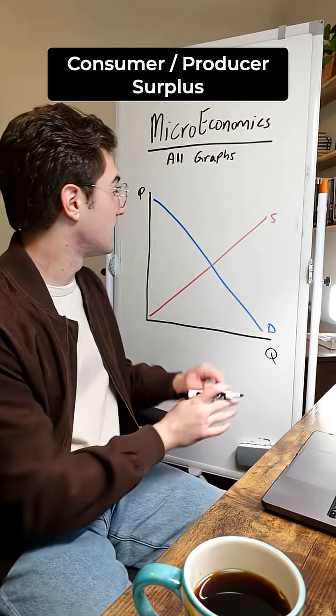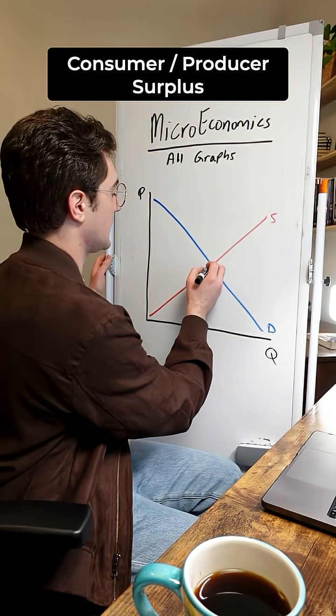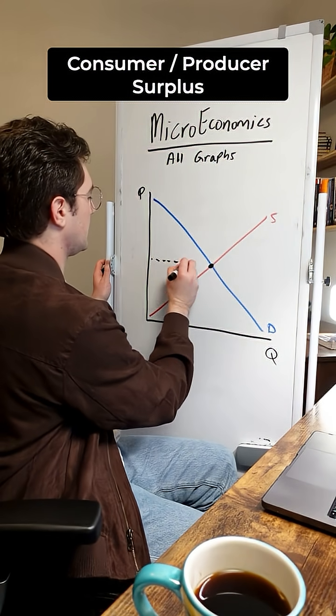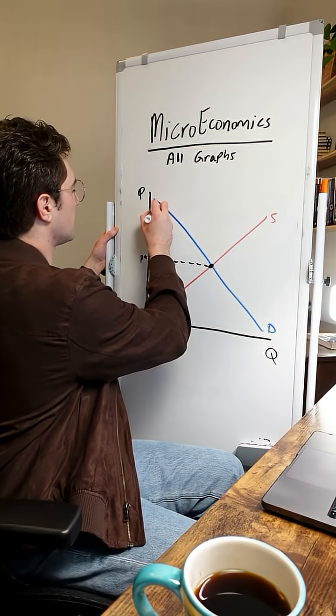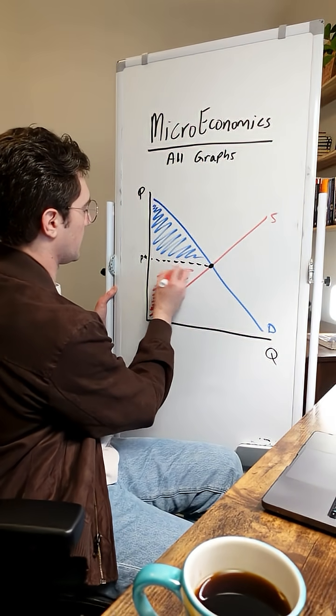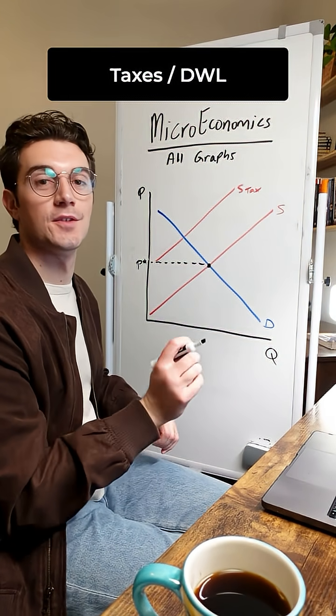All right, so with that being said, if we've got a supply and demand graph like this, here is the equilibrium point, resulting in this equilibrium price. And to find consumer surplus, that's just going to be this triangle up here, and then this triangle right here is producer surplus.